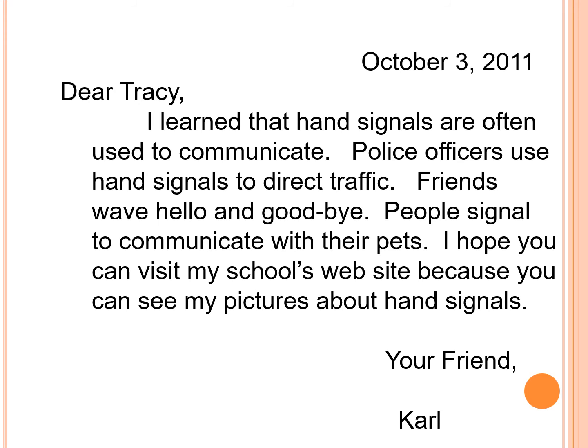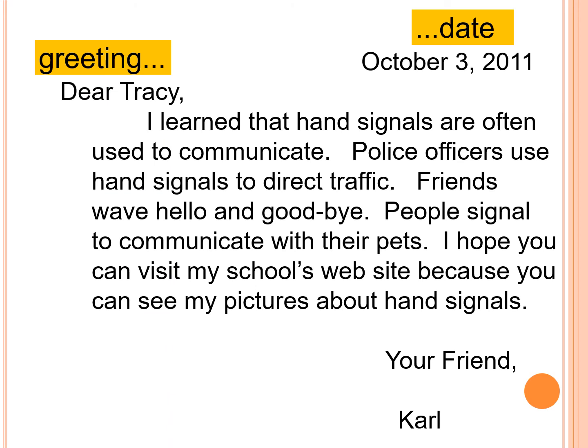Carl started writing his letter. He wrote the date and then he wrote the greeting. This part should always be first. Next, Carl used his chart to write the body. He made sure to write his main idea first so Tracy will know what he is writing about. Then he wrote his details to clearly explain the main idea. His details are examples. At the end, Carl wrote to show his thinking and feelings.